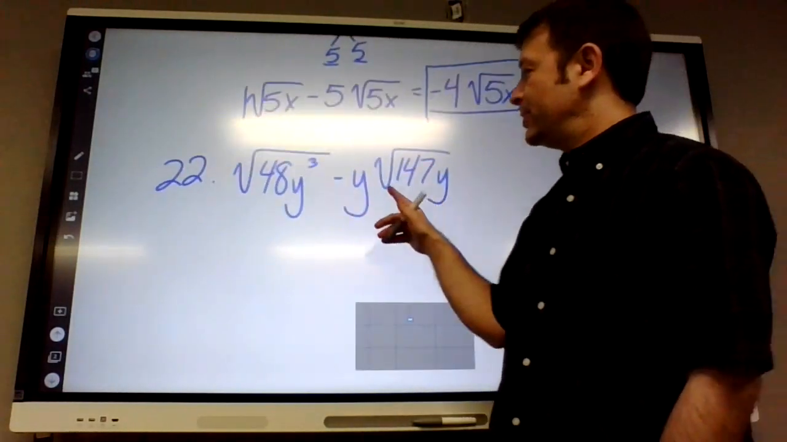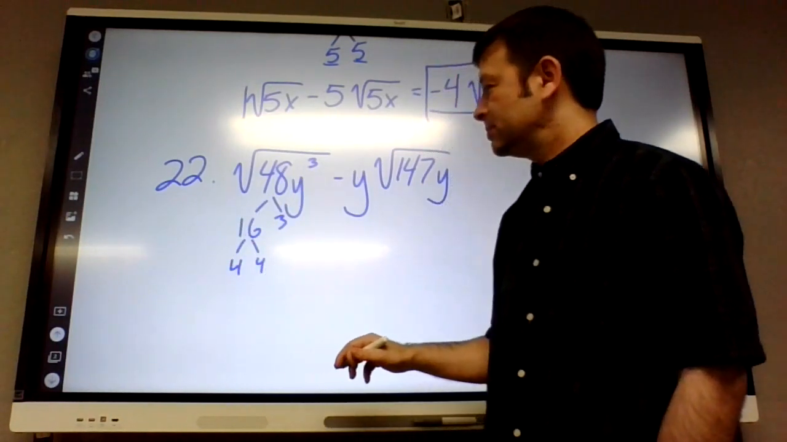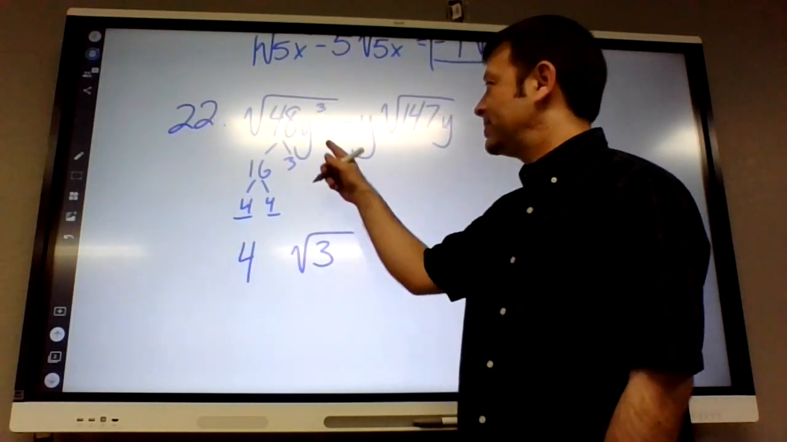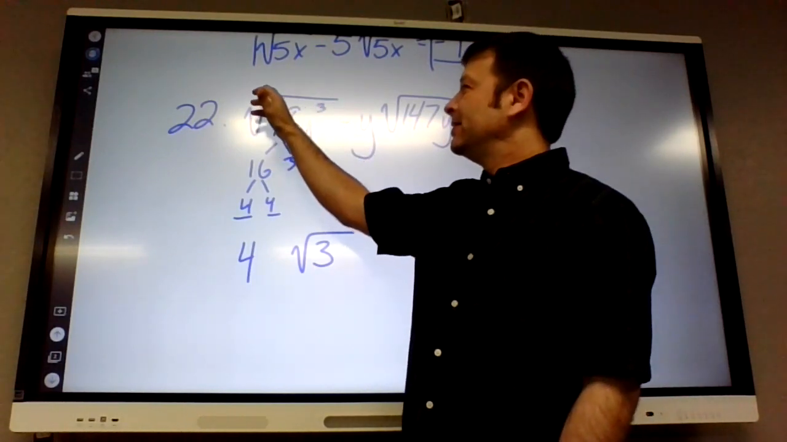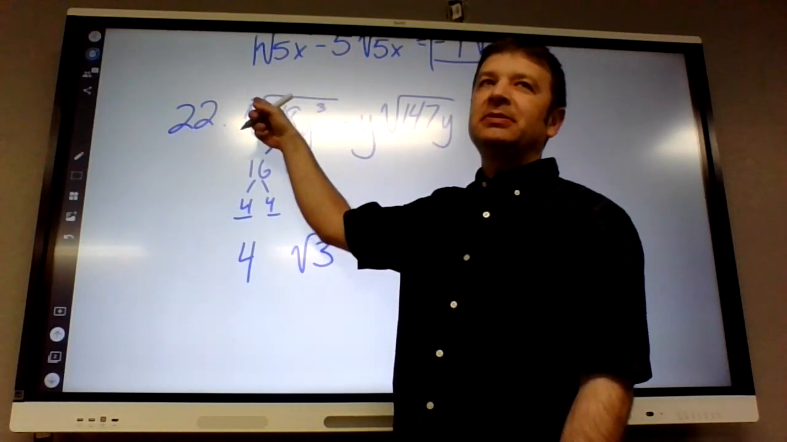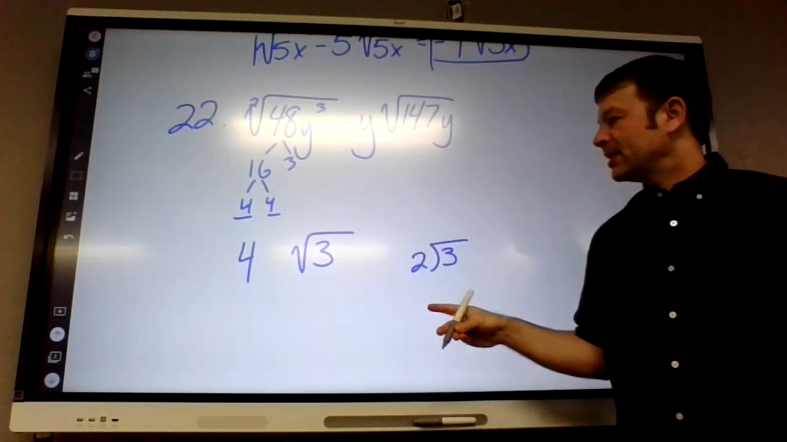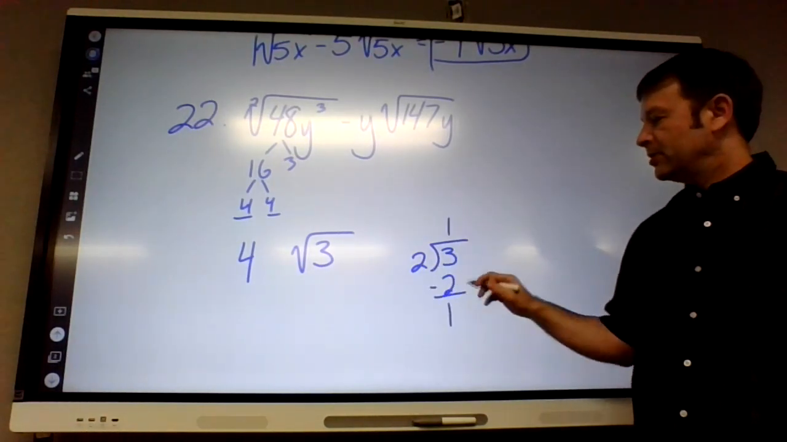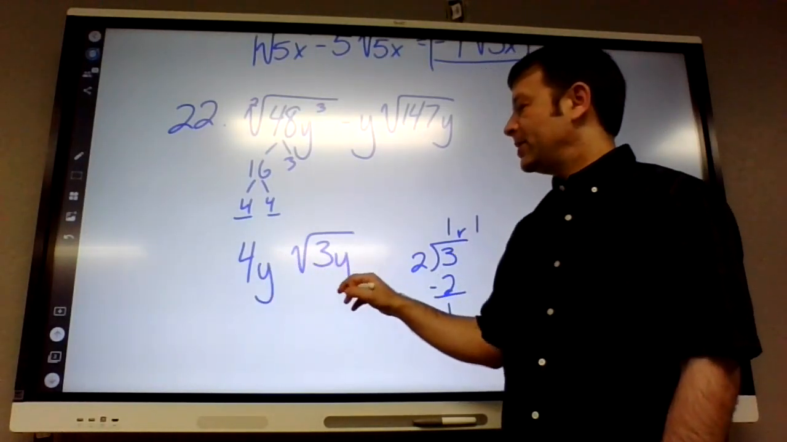Okay, so square root of 48 is 4 square root of 3. But here's the question. This goes back to Tuesday. How do I do the square root of y to the third? You have to do 3 divided by 2, the invisible 2 here. No, we're not doing remainder fractions, that one was yesterday. Yeah, it's 1 remainder 1. 1 times 2 is 2, remainder 1. So that means 1 y comes out and 1 is left behind.